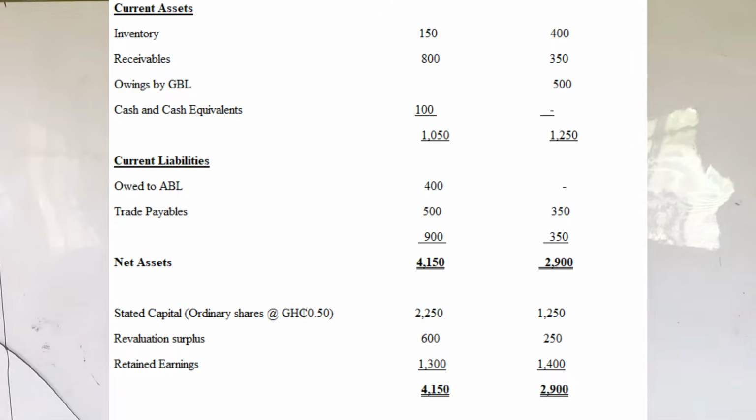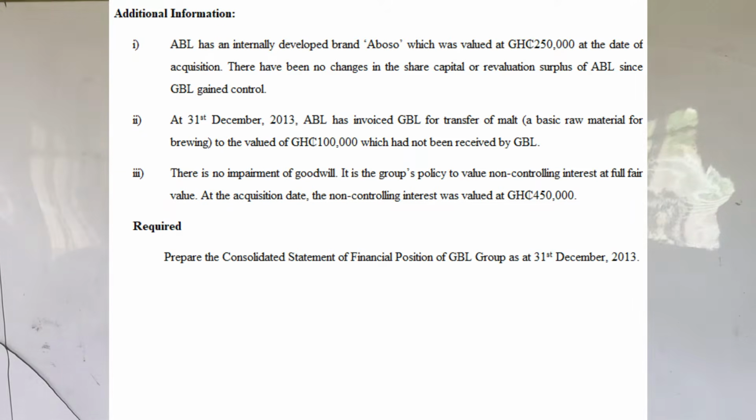Okay. Then we move on to the additional information. ABL has an internally developed brand, Aboso, which was valued at 250,000 Ghana cedis at the date of acquisition. There have been no changes in the share capital or revaluation surplus of ABL since GBL gained control. At 31st December 2013, ABL had invoiced GBL for transfer of malt, a basic raw material for brewing, to the value of 100,000 Ghana cedis, which had not been received by GBL.